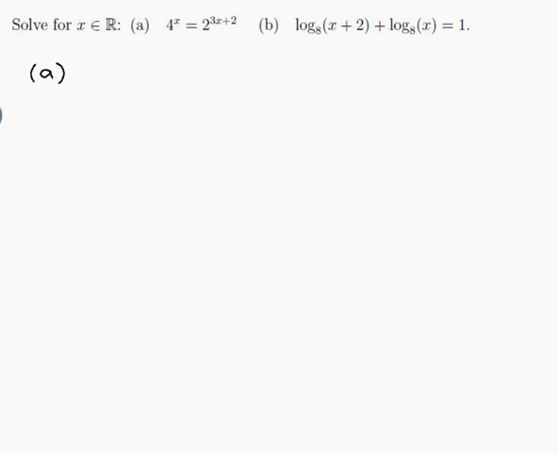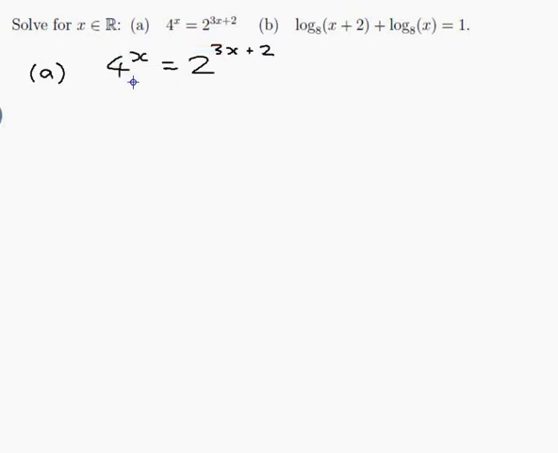A. 4 to the power of x is equal to 2 to the power of 3x plus 2. So I have to solve that for x real number, which means basically that I need to do some working until I can get to x equals, and then that will be solved. So I need to get these x's out of the powers up here and down onto the bottom line so that I can get x equals, which means somehow I need to cancel out this 2 to the power of, or this 4 to the power of.